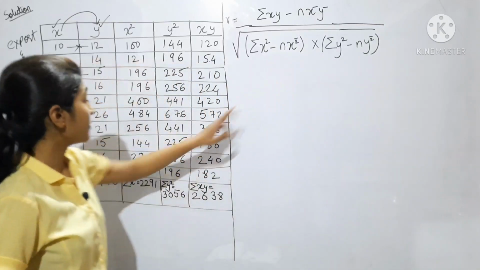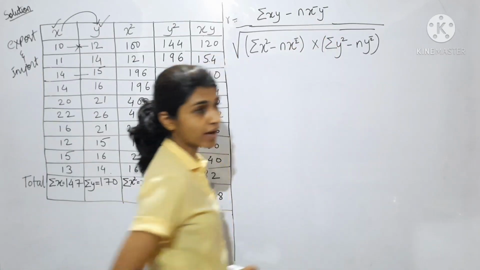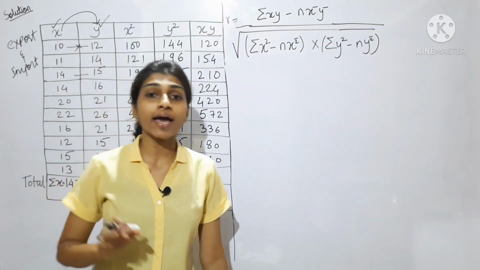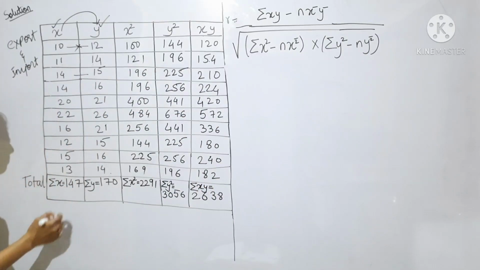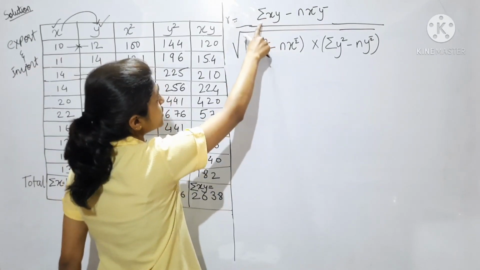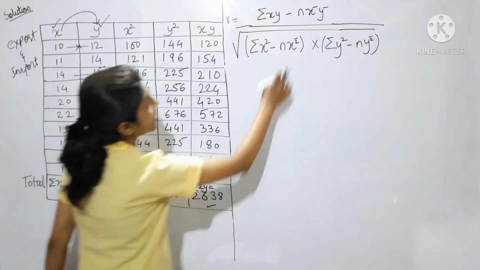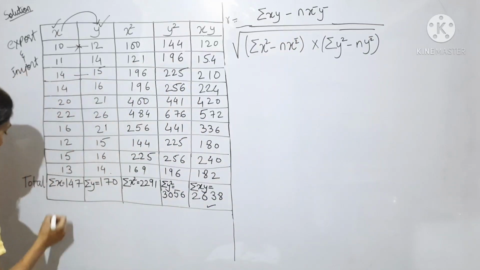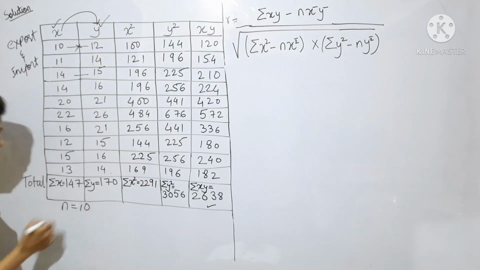Remember one thing: in step 1 and step 2, I said that we have to find x bar and y bar. X bar and y bar are nothing but the arithmetic means of x and y. As per the formula, we have got all the values. Summation of xy we have got. n is the number of observations. How many observations are there? 1, 2, 3, 4, 5, 6, 7, 8, 9, 10. So n is 10.